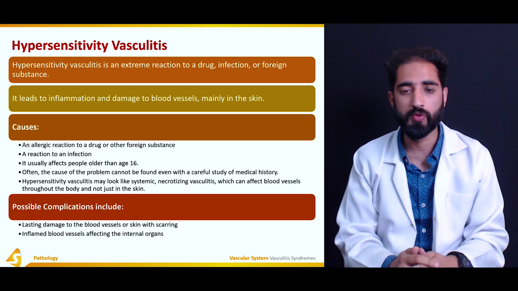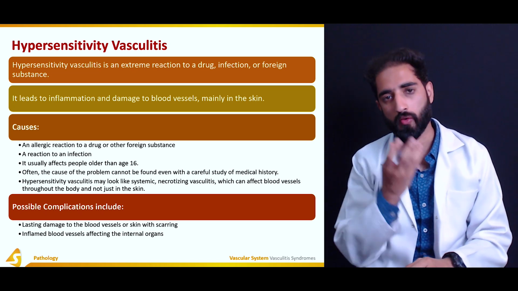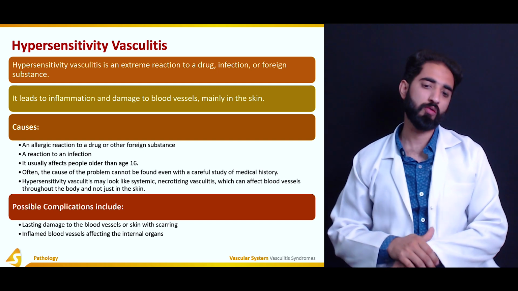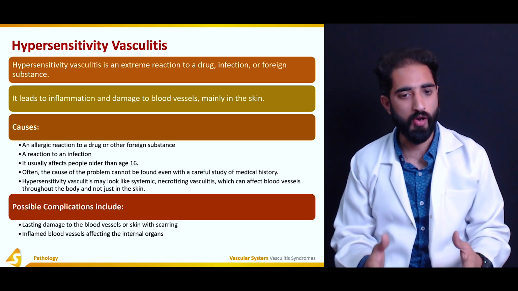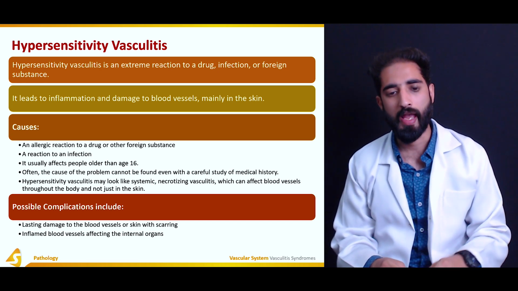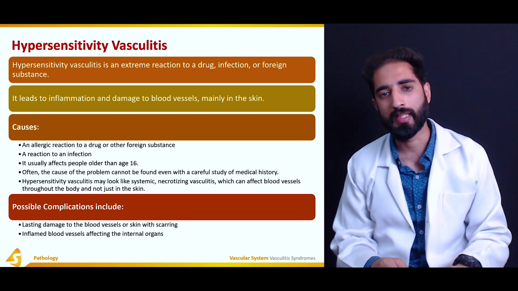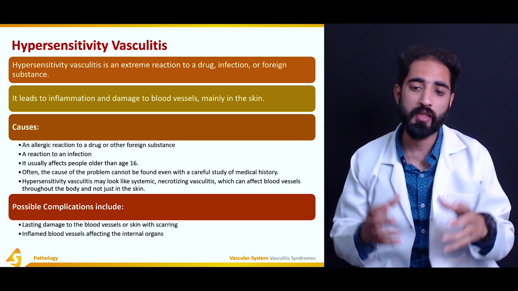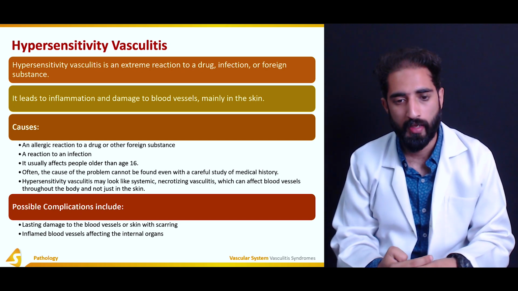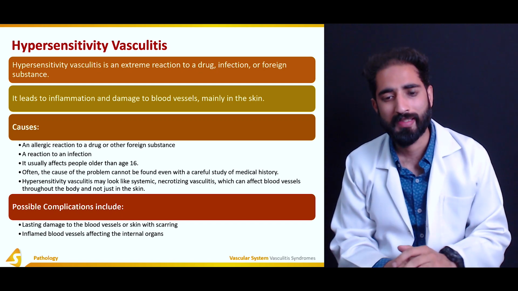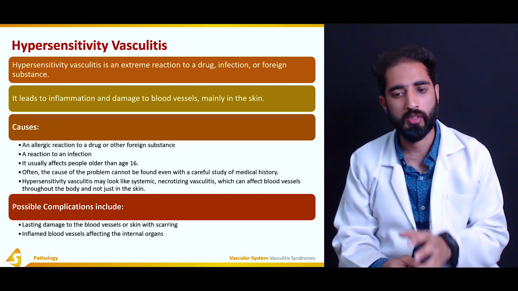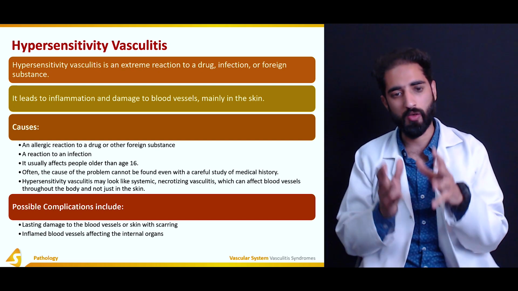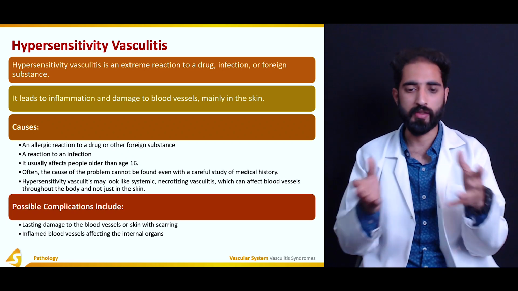So it can be observed and it has a characteristic appearance on the skin, as we would see in the next slide. The causes are actually an allergic reaction to a drug or foreign substance or an infection, and it usually affects people older than the age of 16. Often the cause of the problem cannot be found even with careful study of medical history, and it may look like systemic necrotizing vasculitis, which can affect blood vessels throughout the body. But in hypersensitivity vasculitis, as we already discussed, it mainly involves the blood vessels in the skin.